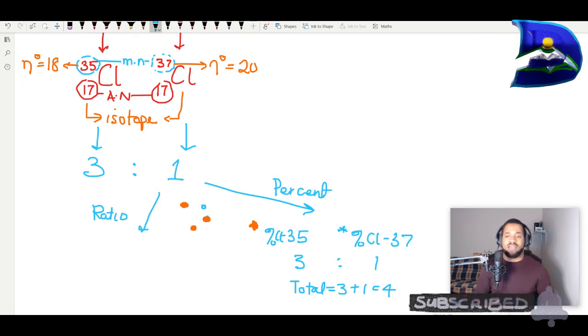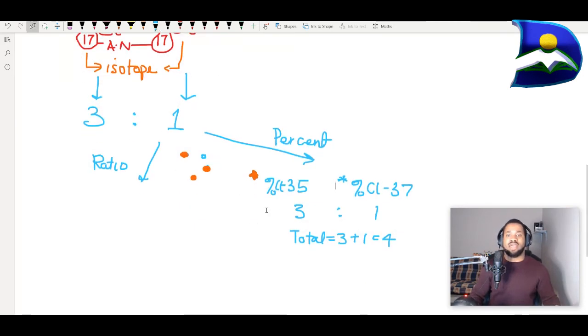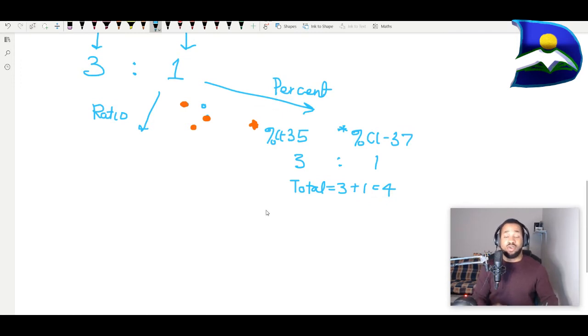So to convert from this number to percent, what you have to do is multiply the chlorine 35 amount, which is the number 3, over the total number of particles, 4, times 100, since we want to know how many chlorine 35 you're going to have in 100 samples. So you multiply by 100, and you're going to get 75% of your samples having chlorine 35.